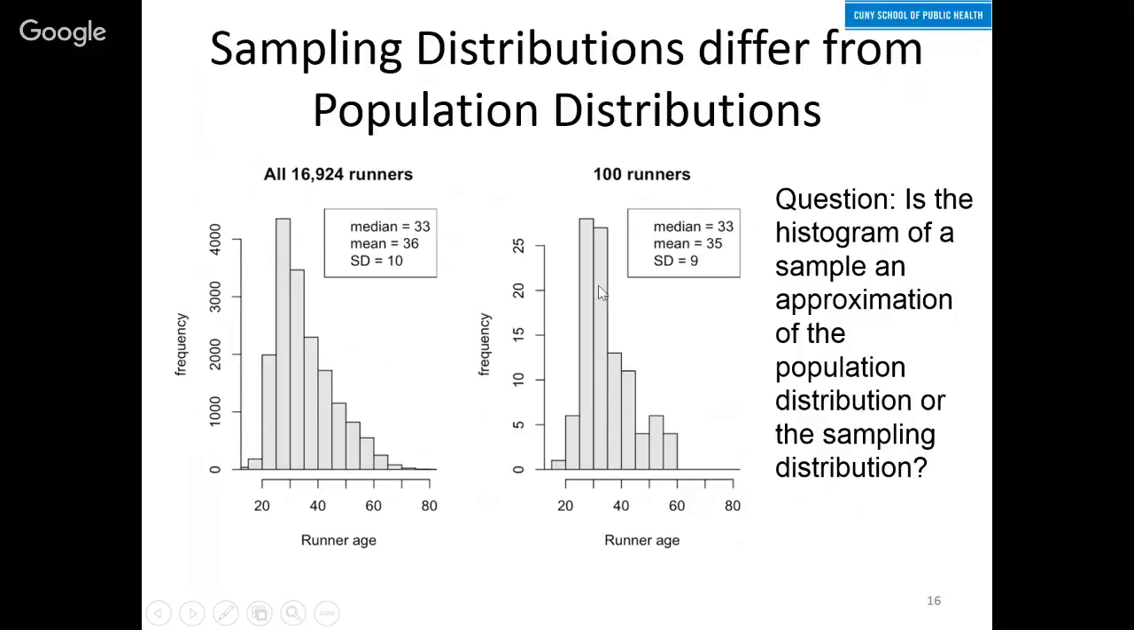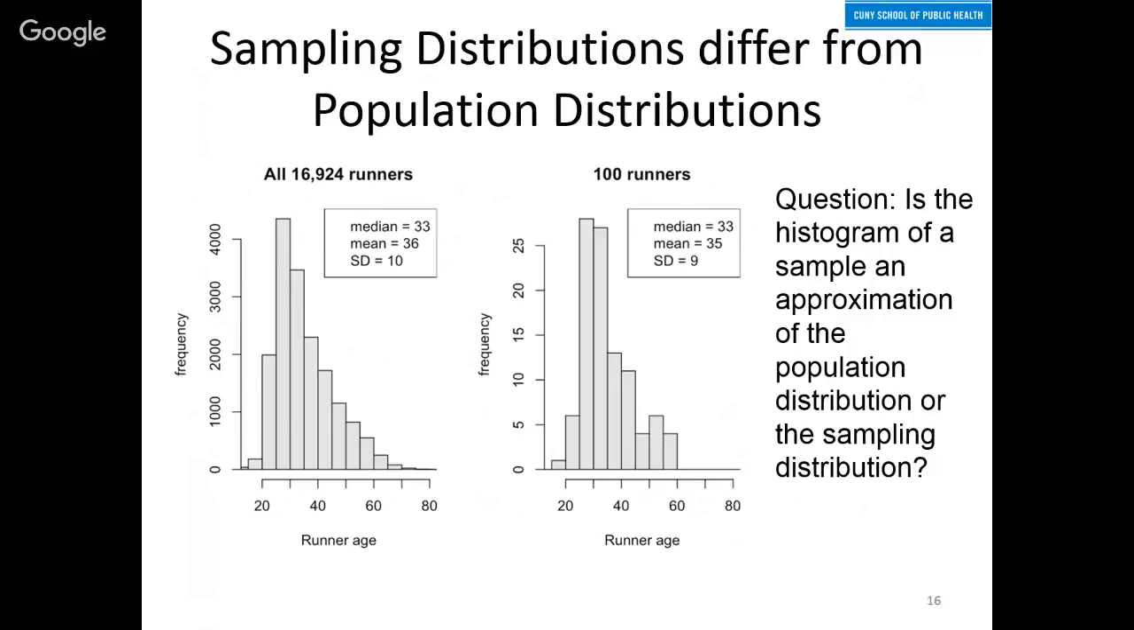It's got the same peak here at about 30, has about the same spread between about 20 and 70. We have a little less up here just because there are fewer extremes in the small sample, but it looks a lot like the population distribution. That's right. If we were to calculate the mean of this and then take 100 samples of that, that would be a sampling distribution. So even though this is from a sample, this is not a sampling distribution.